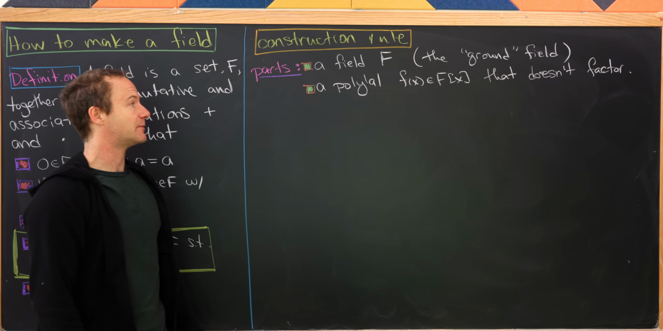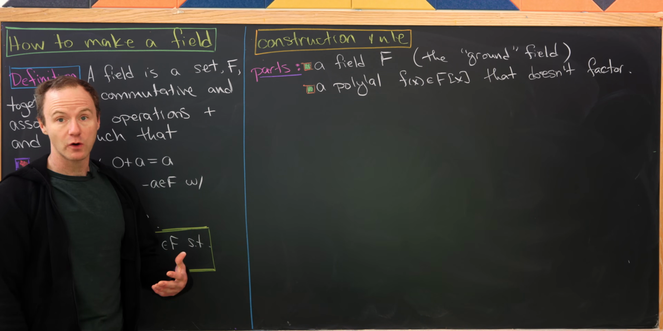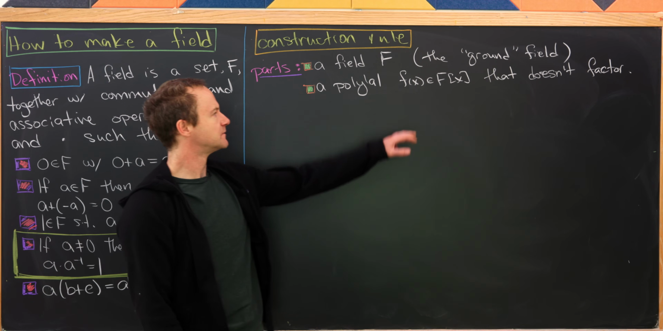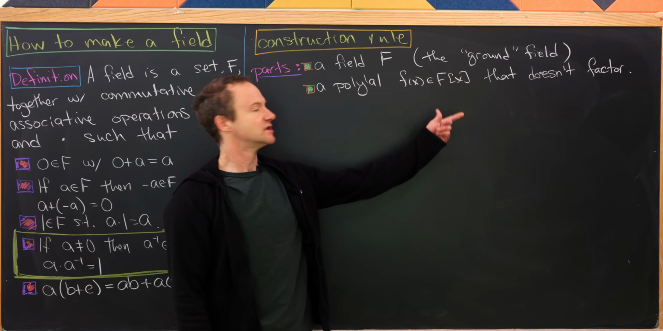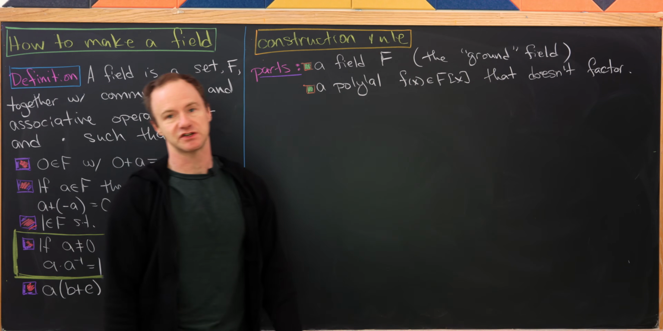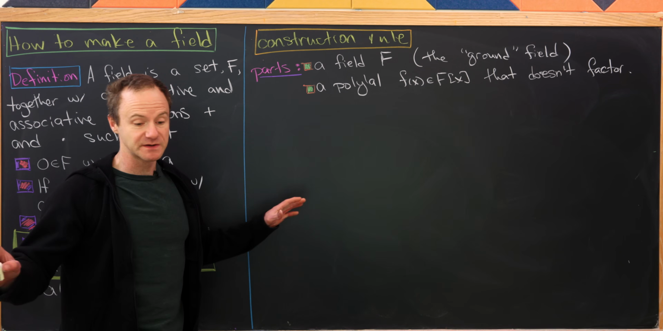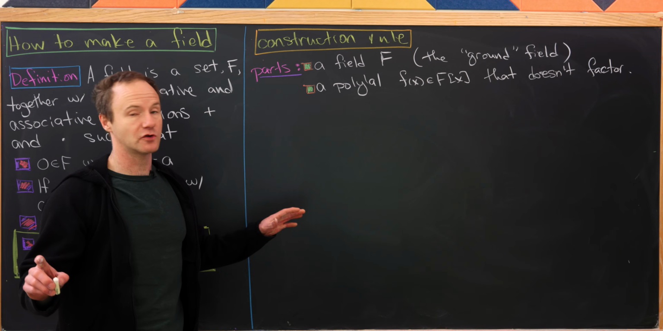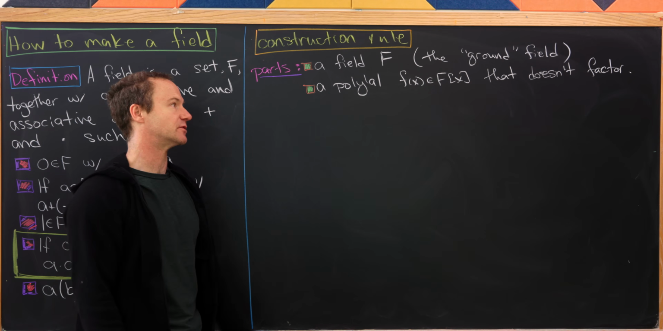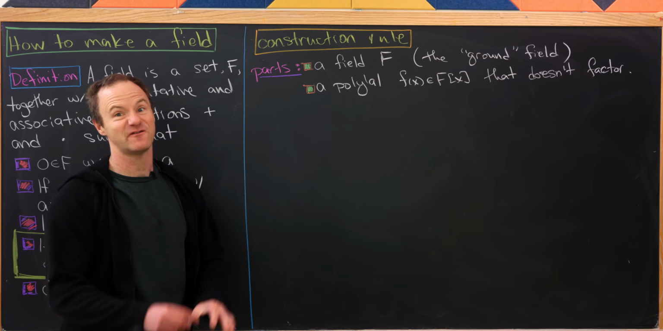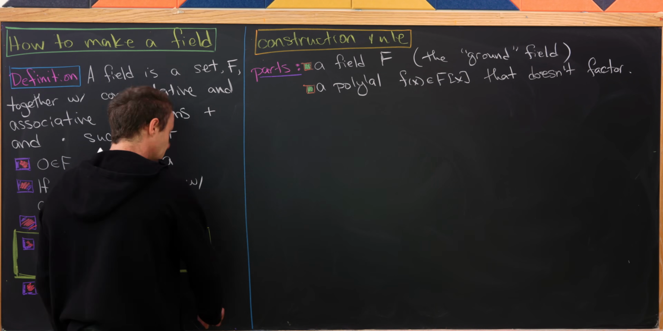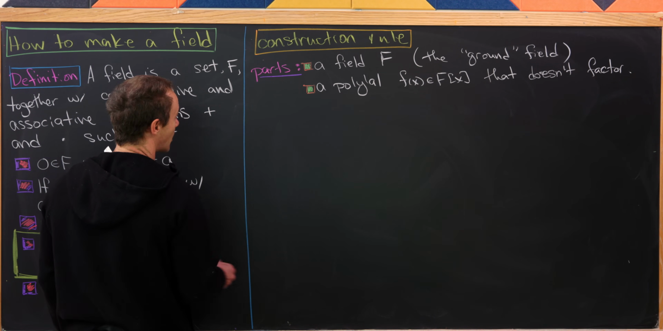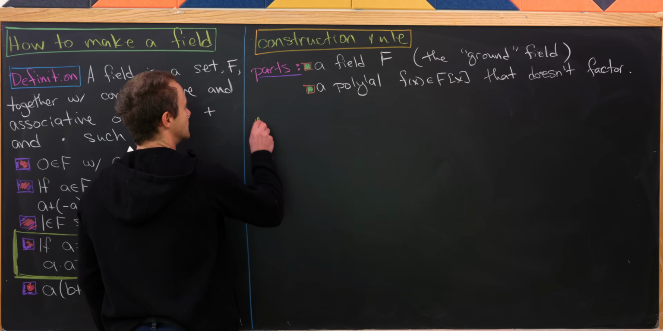And then we'll also need a polynomial where the coefficients come from that field. So I've written this as f of x is in F adjoin x. So that's the collection of all such polynomials. And the most important thing here is that that polynomial is something called irreducible, which means that it does not factor into smaller parts. Okay, so now that we have these parts, what do we do?